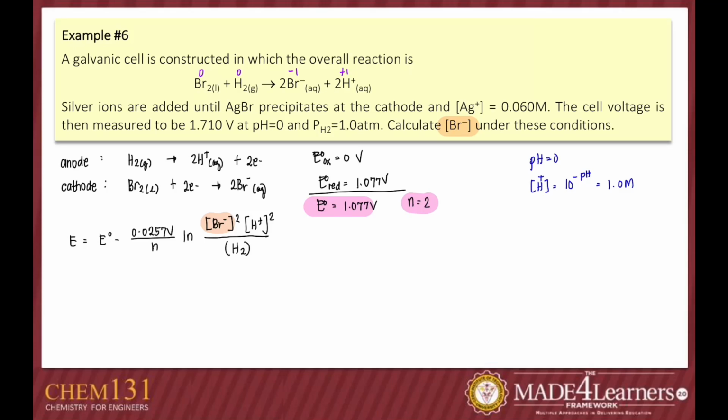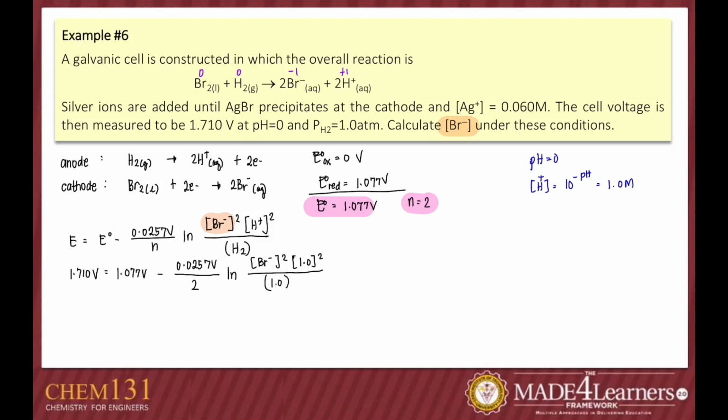So the given cell voltage is 1.71 volts. So we're going to use that. And then the standard cell voltage is 1.077 volts minus 0.0257 volts divided by n, which is 2. And then ln of, we don't know the bromide ion concentration. And then for the hydrogen ion concentration, that's just 1 raised to the power of 2. And the pressure of the hydrogen gas is just 1 atmosphere.